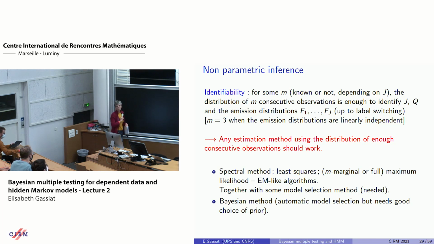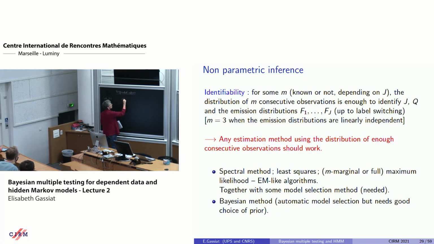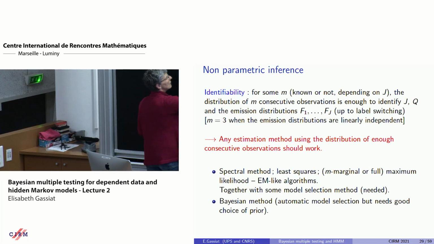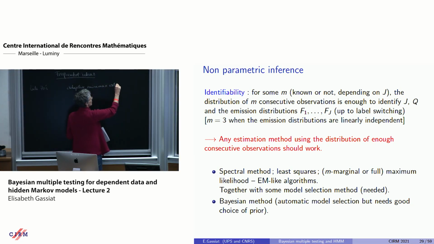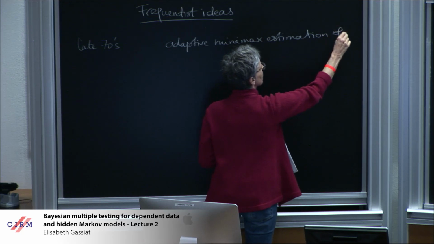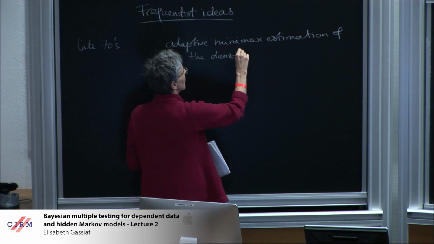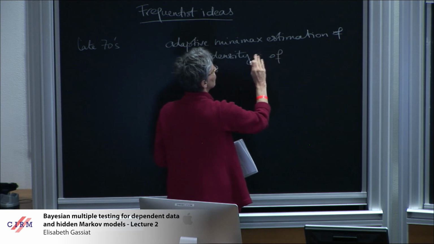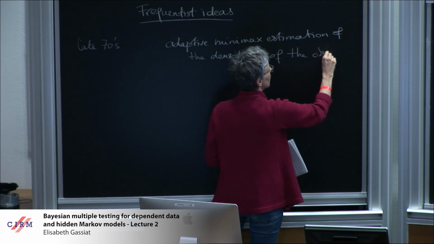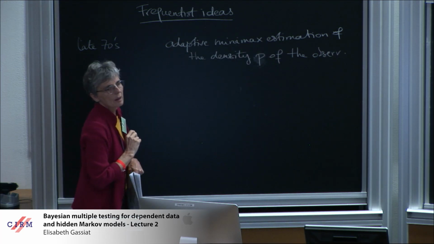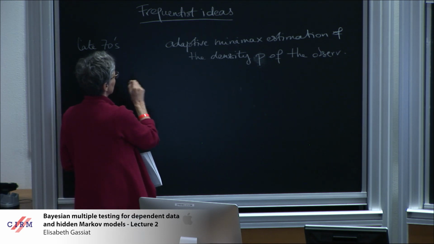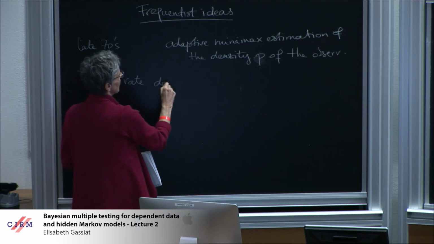I will first recall frequentist ideas, because this is where it started in the late 70s, I think. First, people tried to understand how to do adaptive minimax estimation of density of the observation. So not of any inverse problem, but just of what you observe. It was known in those years that the rate depends on the smoothness.